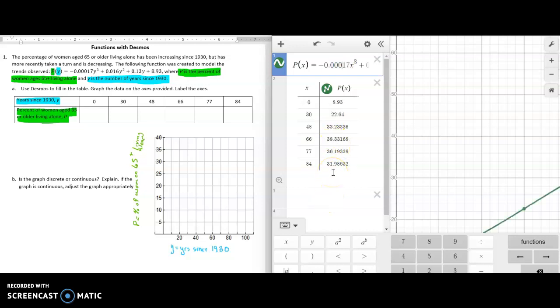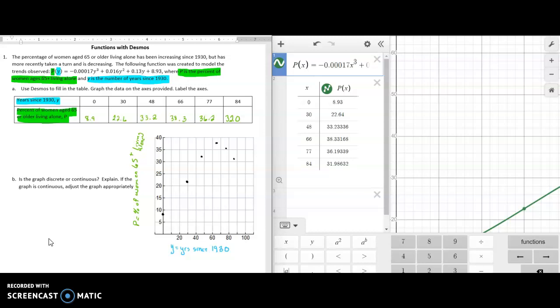Okay, so I have my table, and it says graph the data once we fill in the table and label the axes. So we've already labeled the axes, and so I'm going to round each one of these numbers to 1 decimal place, and then go ahead and graph those points. All right, I have not connected my points yet because we need to have that discussion whether the graph is discrete or continuous, because that tells us whether or not we're going to connect.